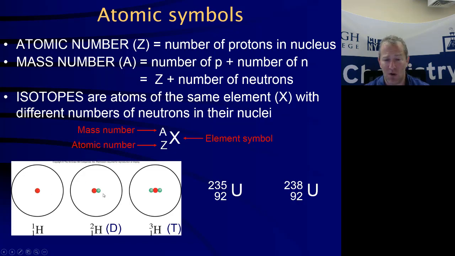Are they really red and green? No, that's just our representation of it here. 1 proton and 2 neutrons in the nucleus, okay? With 1 electron flying around the outside of it that is not shown.